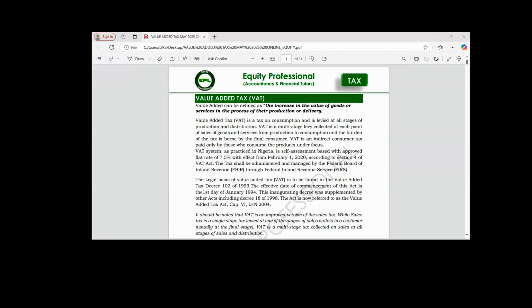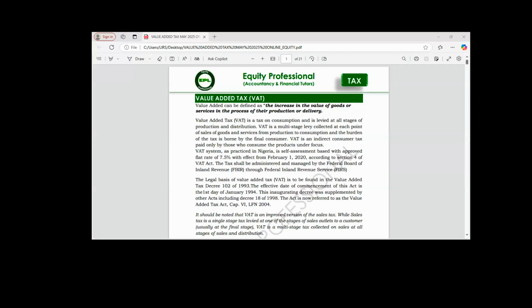And this tax is administered and collected only by the Federal Inland Revenue Service. Collectable only by the Federal Inland Revenue Service, unlike the withholding tax, which is collected by both the Federal Inland Revenue Service and the various state internal revenue services. But the value-added tax, only the FIRS administers and collects. After collecting, they distribute to the various states of the federation.